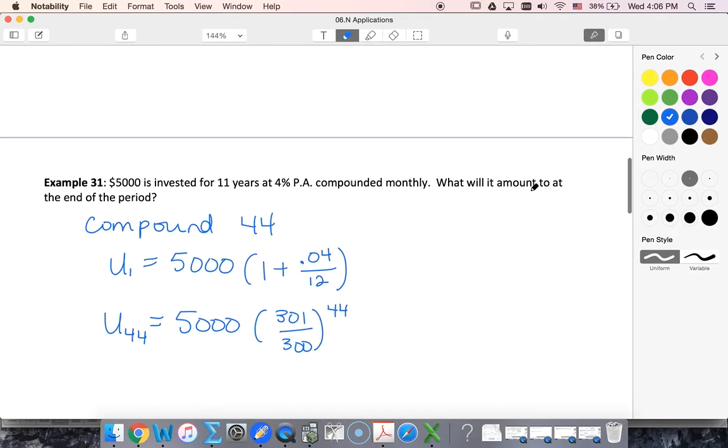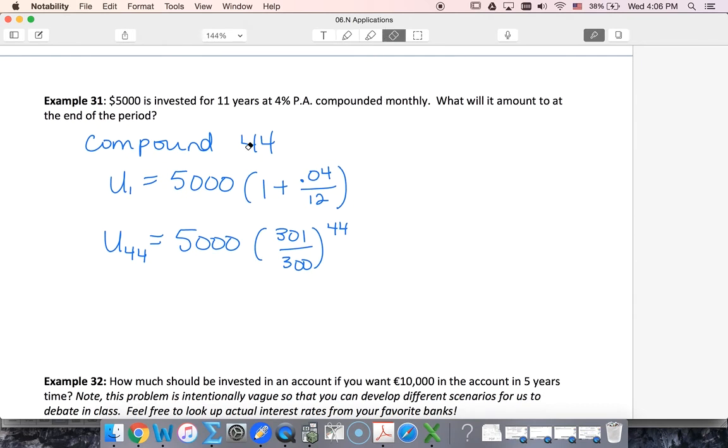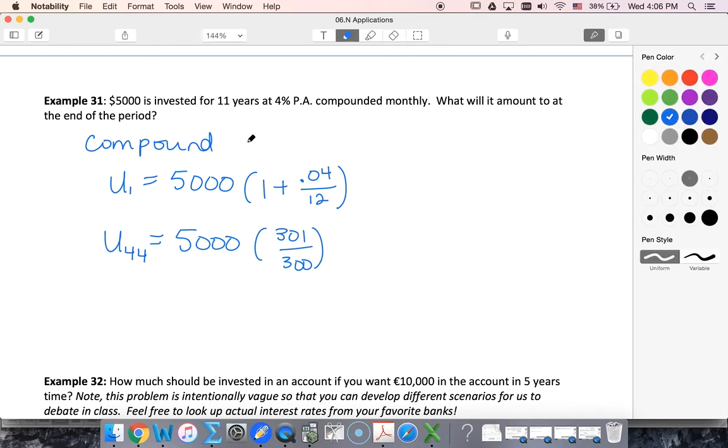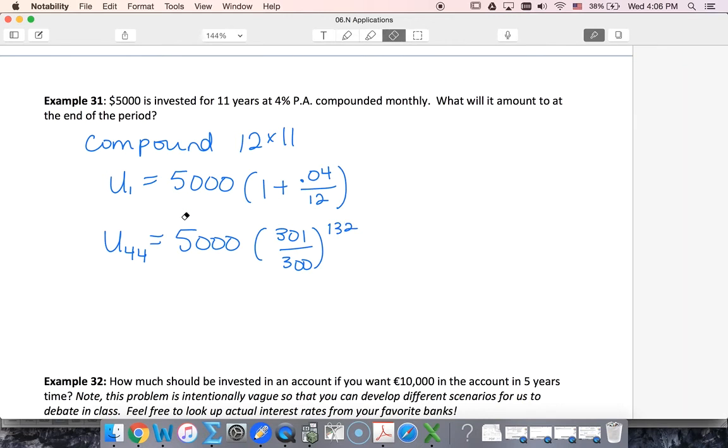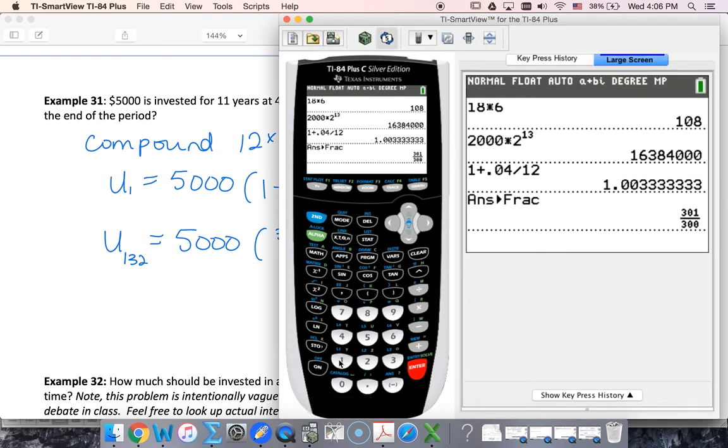So we said 44. Should we have said 44? Compounded monthly, that should not be 44. Goodness gracious. Compounding monthly means we're going to compound 12 times 11 years. So that'll be 132 is really what I should have raised this to. So we want the 132nd term because that's going to be 12 compounds over 11 years. So I can put this in my calculator. Let me just make sure that I did that mental math correctly.